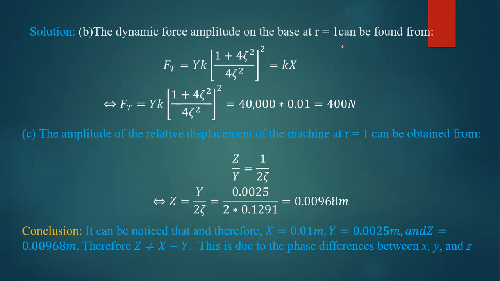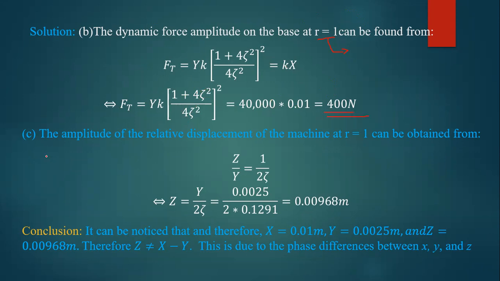The dynamic force amplitude on the base at r equal to 1, that is the resonance point, can be found from Ft over Yk, which is equal to this value, and this is equal to Kx. By substituting these values, Ft is equal to Yk. Y is known, K is known, and these values are also known. So we can substitute, or we can use Kx directly. It is this amount.